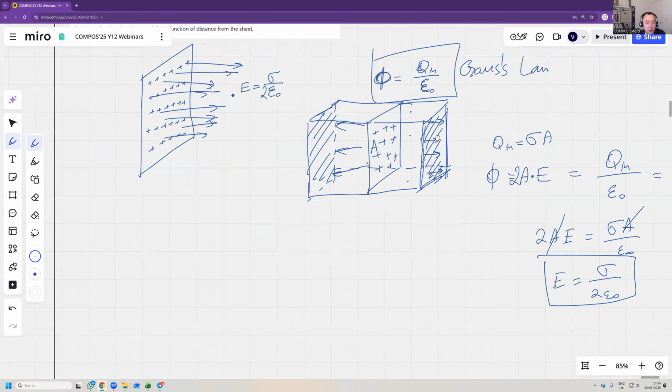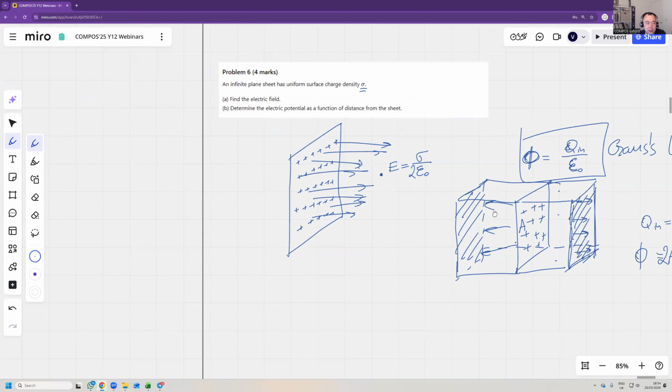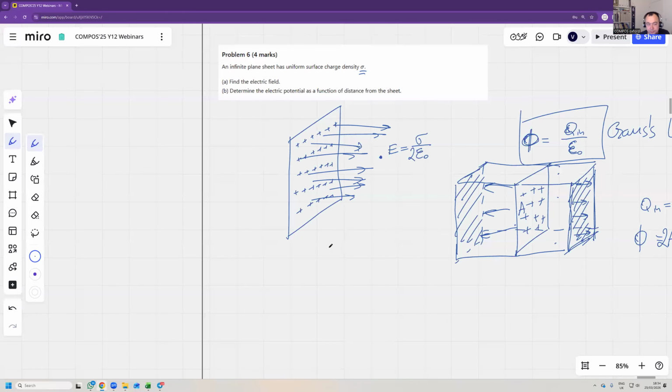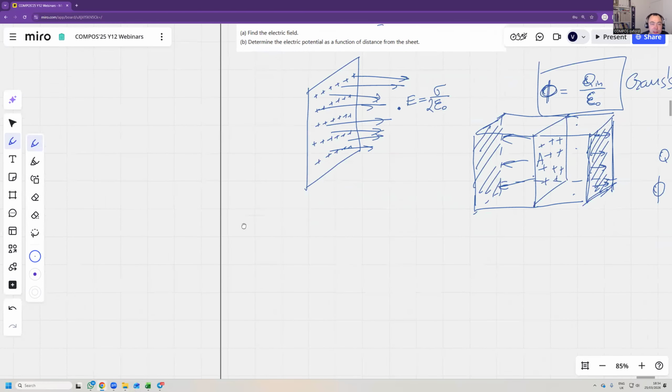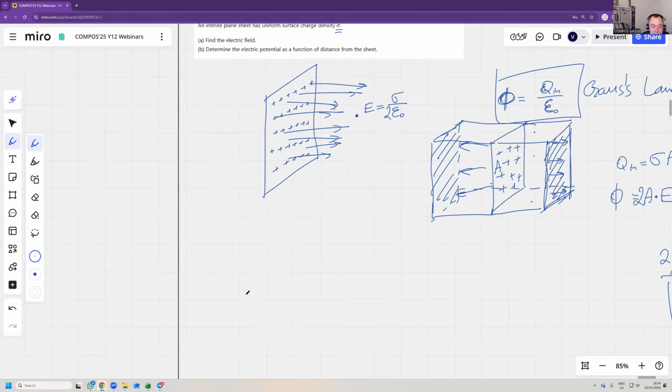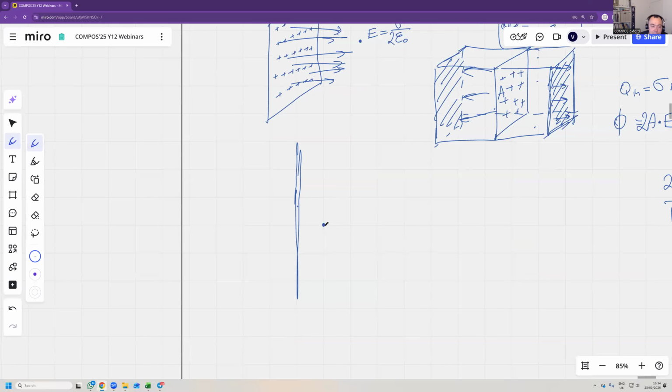Lovely. And now determine the electric potential as a function of distance from the sheet. Well, if this is the sheet sideways, and this is a point P, the electric field is sigma over 2 epsilon naught.